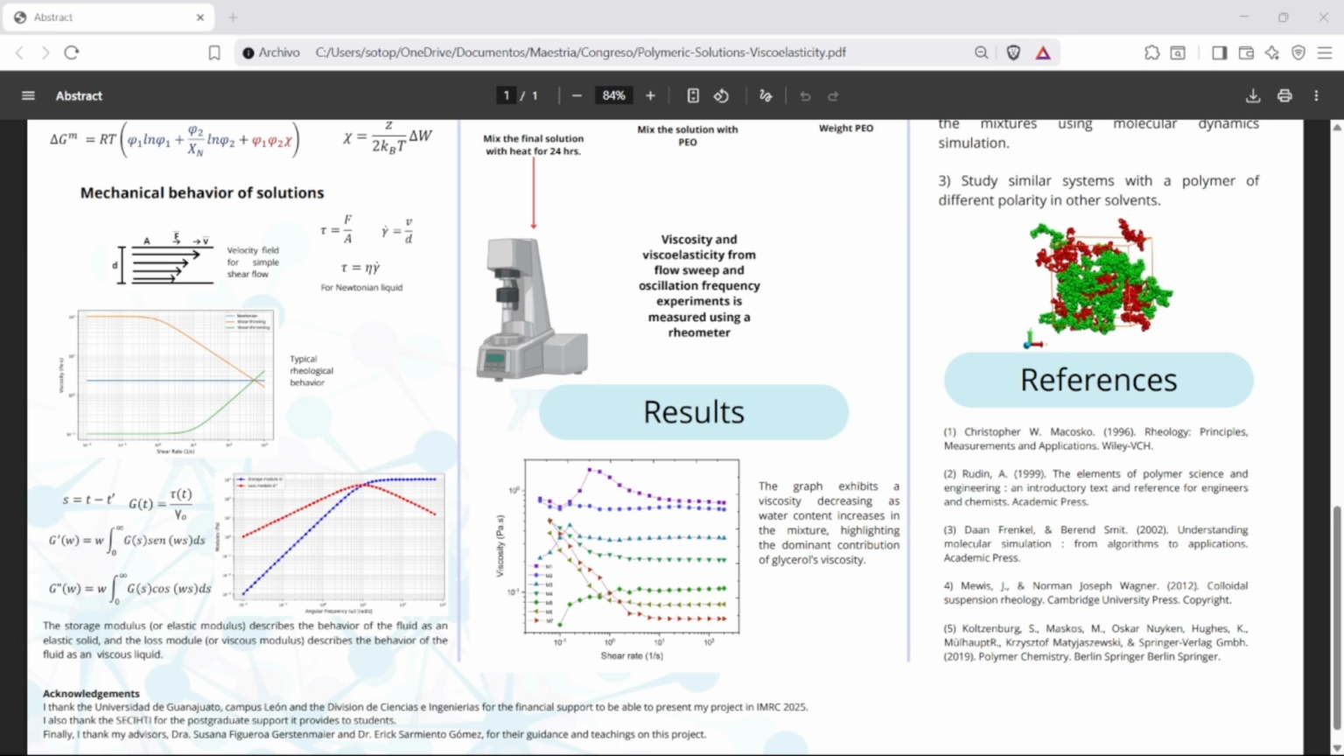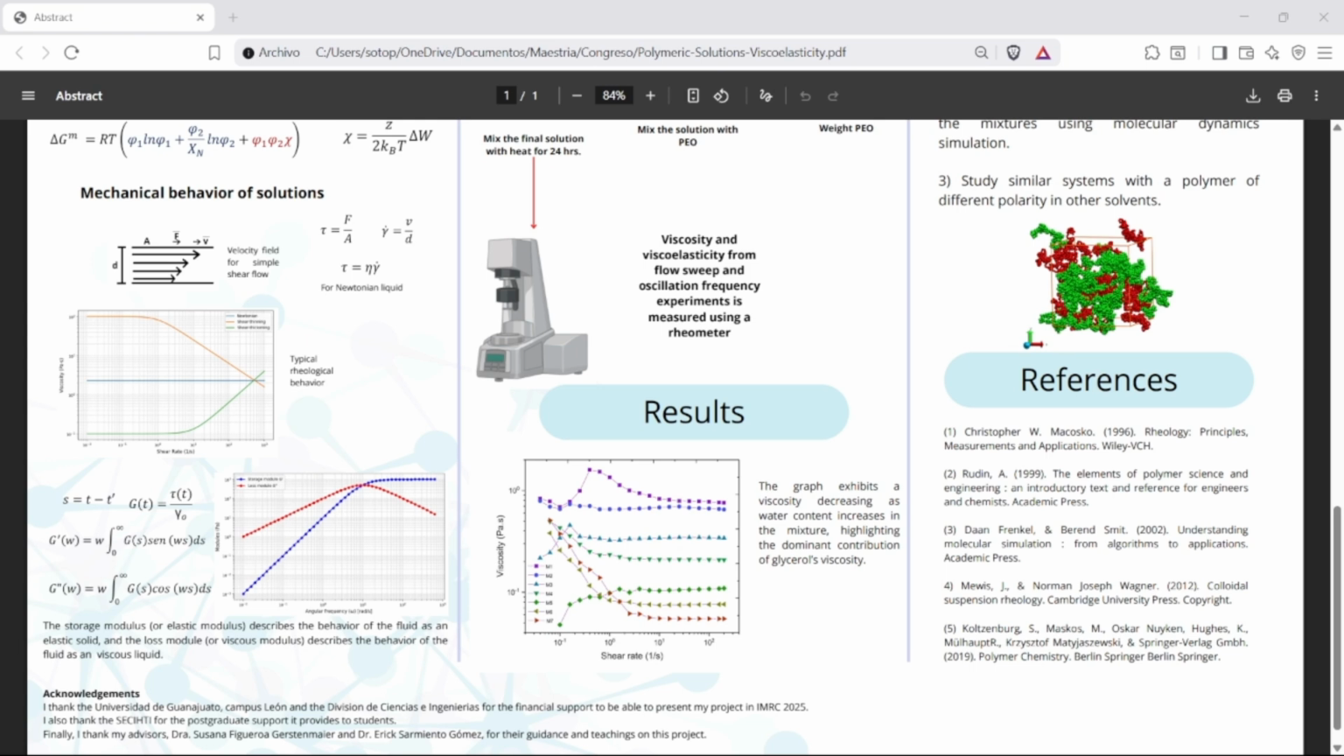This is shear thinning, and then there is shear thickening: fluids that increase in viscosity with a higher deformation rate. This is shear thickening. These viscosity values are measured using a rheometer via a flow sweep test, where the sample is subjected to an increased deformation rate.